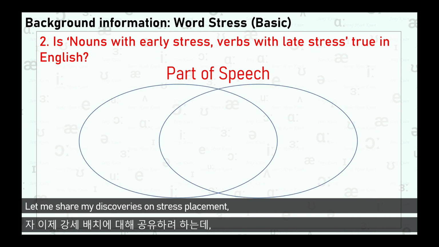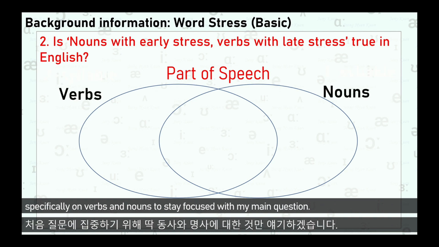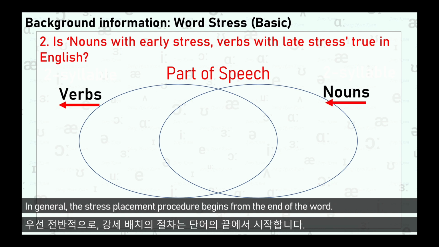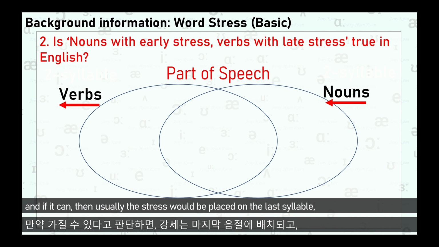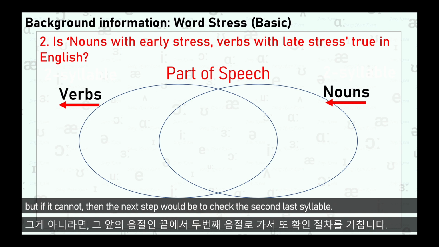Let me share my discoveries on stress placement, specifically on verbs and nouns, to stay focused with my main question. In general, the stress placement procedure begins from the end of the word. In other words, the first step is to check whether the last syllable is able to take a stress. And if it can, then usually the stress would be placed on the last syllable. But if it cannot, then the next step would be to check the second last syllable.